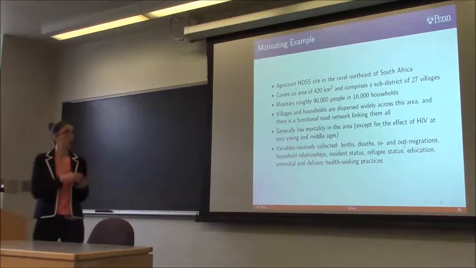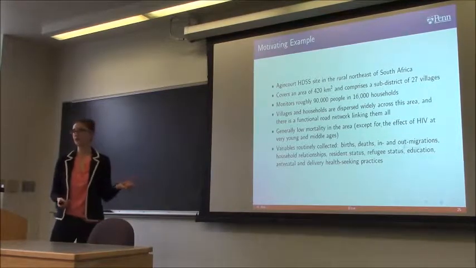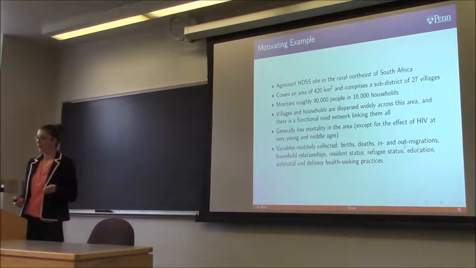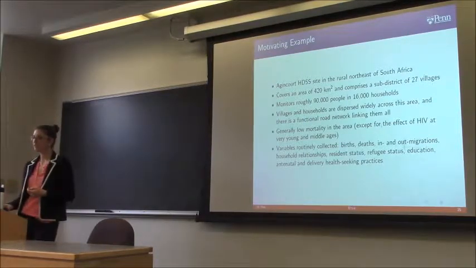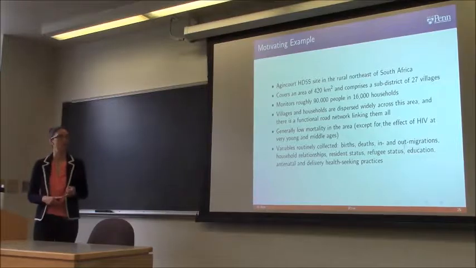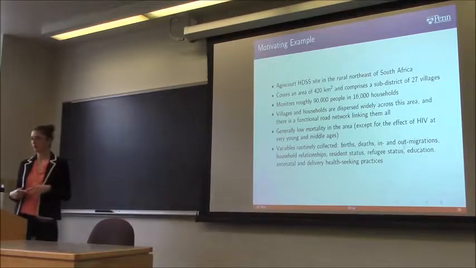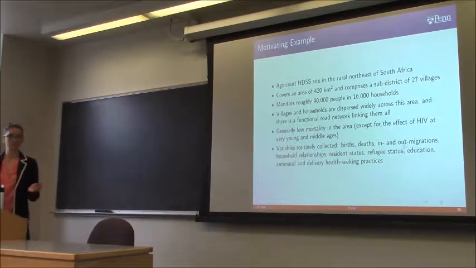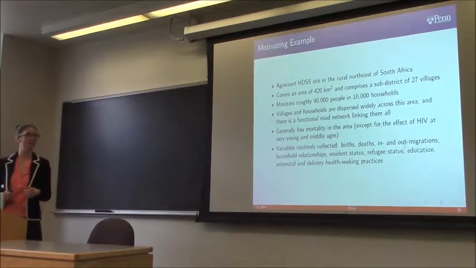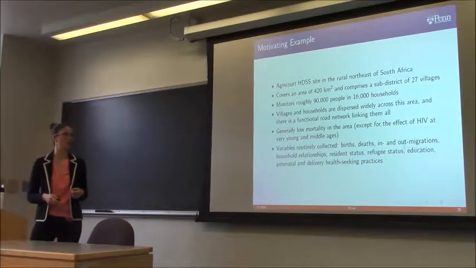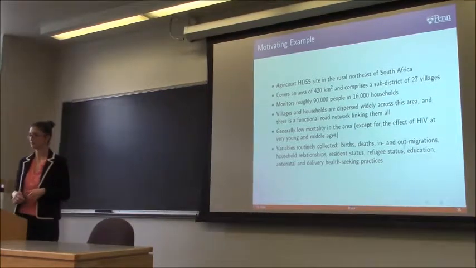There is generally low mortality in the area, with the exception of the HIV effect. And variables that are routinely collected through this HDSS are information on births, deaths, in and out migrations, household relationships, resident and refugee status, education, and then antenatal and delivery health seeking practices.